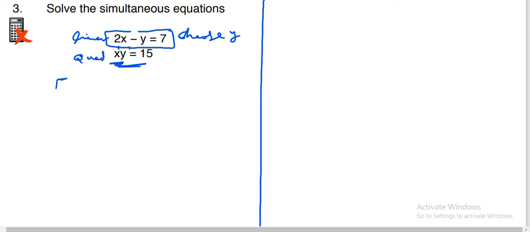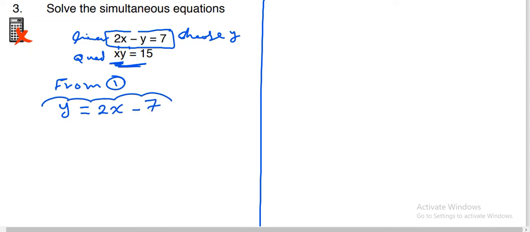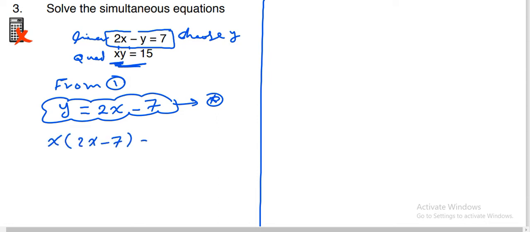So from equation 1 we choose letter y to be the subject, so y equals 2x minus 7, and this is equation star. If we choose x, it will be correct, but you'll get a fraction. So x multiplied by 2x minus 7 equals 15. Expand the bracket: 2x to the power of 2 minus 7x minus 15 equals 0.